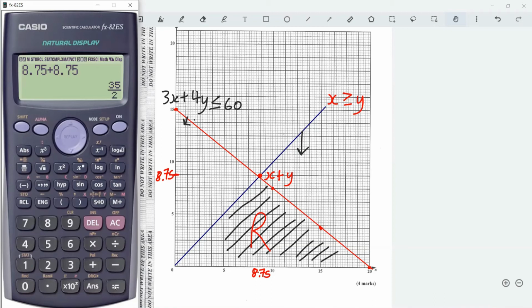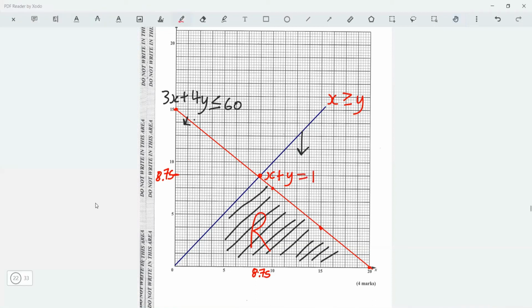And we add those, and we get 17.5. So that's one possibility of x plus y. Now, is it the largest? We don't know. Let's check out at this point right here.